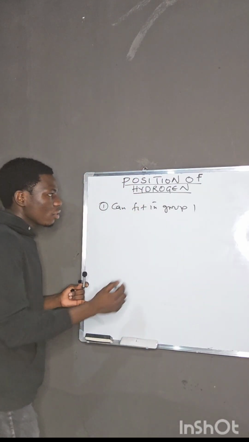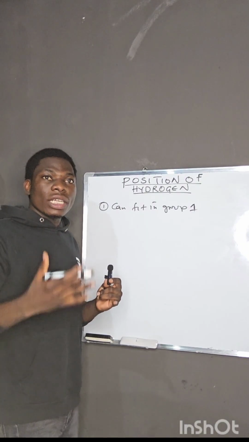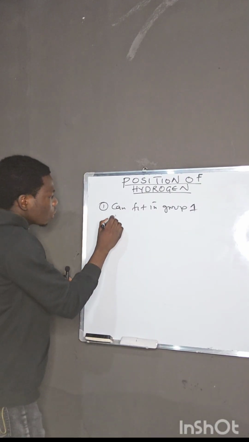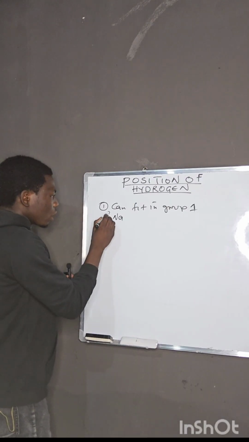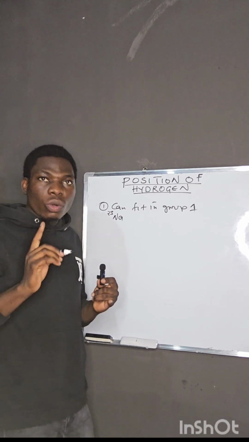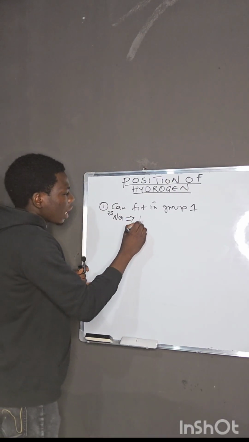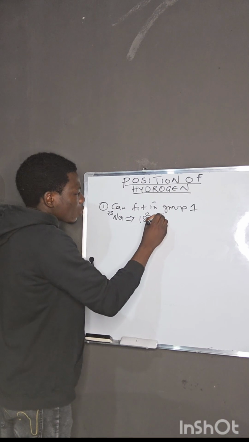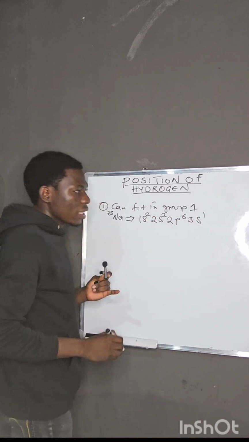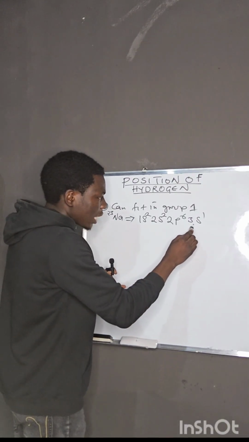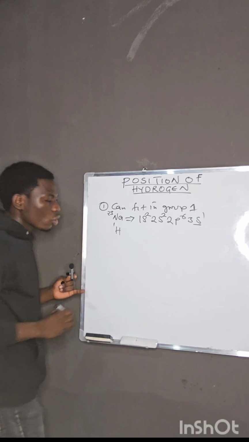So if you are to pick any element on the periodic table, let's say sodium, which comes from group 1, and you know that sodium has a proton number of 11, meaning that if we write the electronic configuration of sodium, we are going to say that it is 1s2, 2s2, 2p6, and then 3s1. So what is the last atomic orbital there? It's an s.